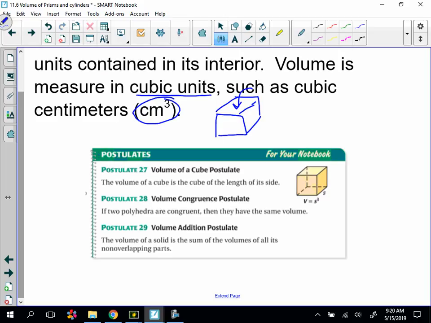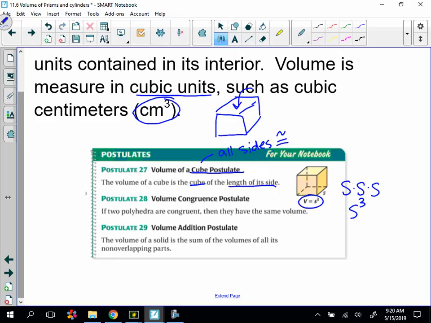Okay, we've got a couple postulates here. First one is the volume of a cube postulate. And remember, a cube is basically a three-dimensional square, so all sides are congruent. So the volume of a cube is the cube of the length of its side. If you notice your formula right here, all three sides in this case are considered s. So volume would be one side times another times a third, or we can just consolidate that to side cubed.